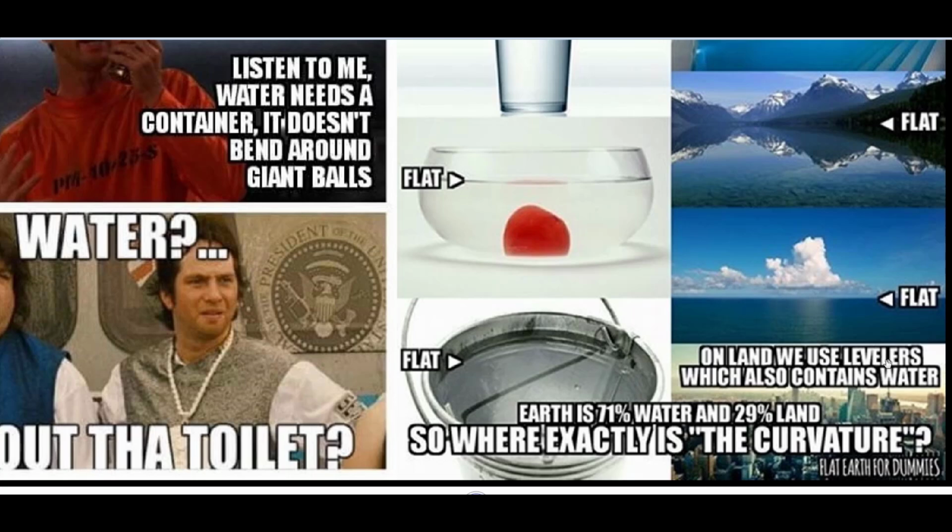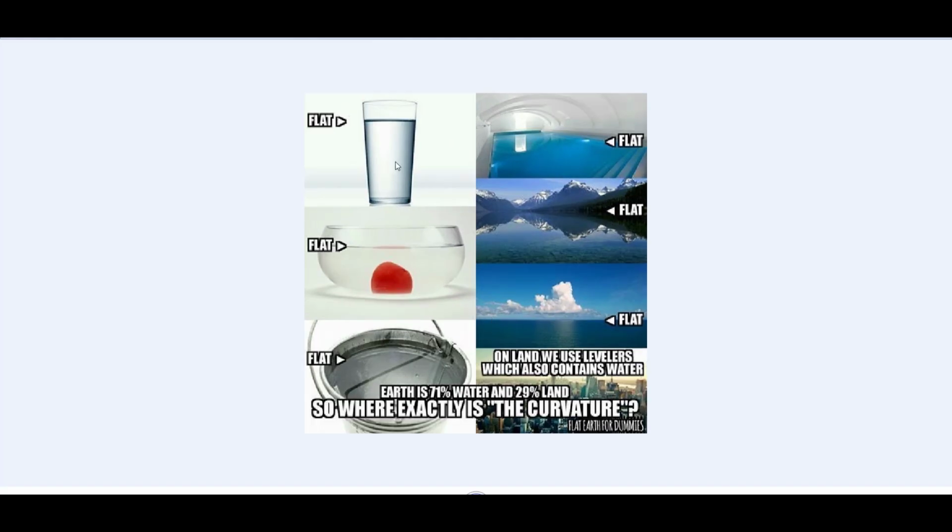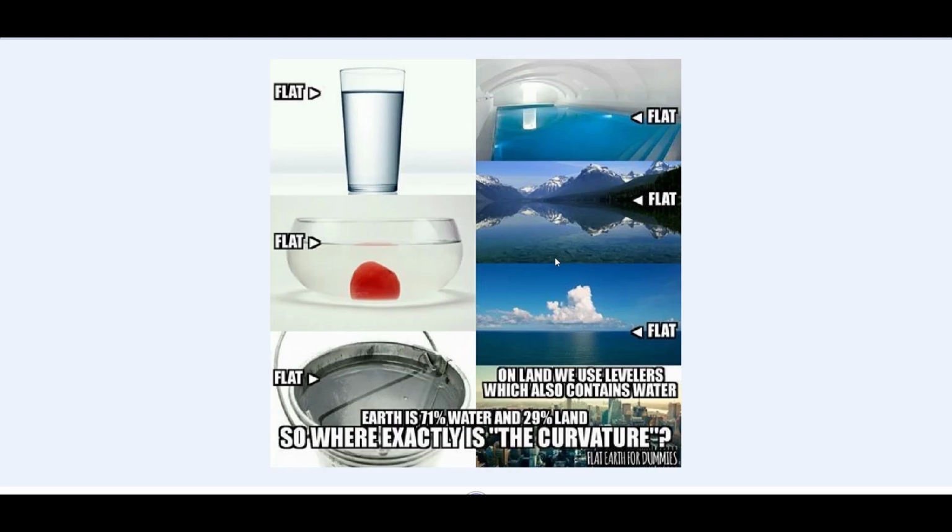On land, we use levelers, which also contain water. Earth is 71% water, so where exactly is the curvature? So water is flat everywhere, with the exception of the sphere spinning ball Earth, which is fantasy.